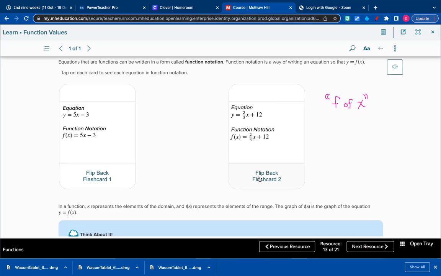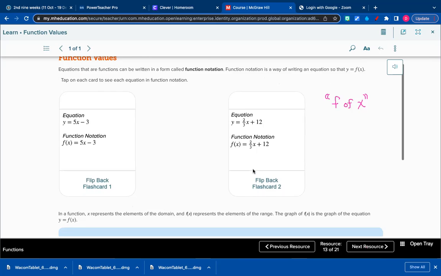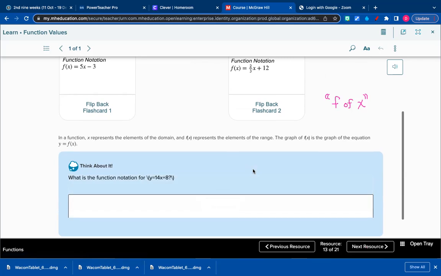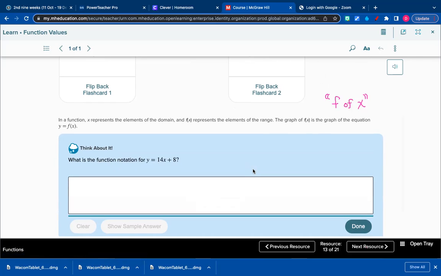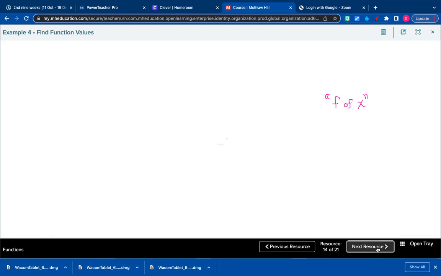My equation didn't change. The only thing that changed, instead of saying y equals something, we just made it f of x equals the same thing, because y equals f of x. Instead of saying y equals 7x plus 2, we say f of x equals 7x plus 2. That's just in function notation if it's a function. That's the only difference. What's the function notation for y equals 14x plus 8? See if you can figure that out.